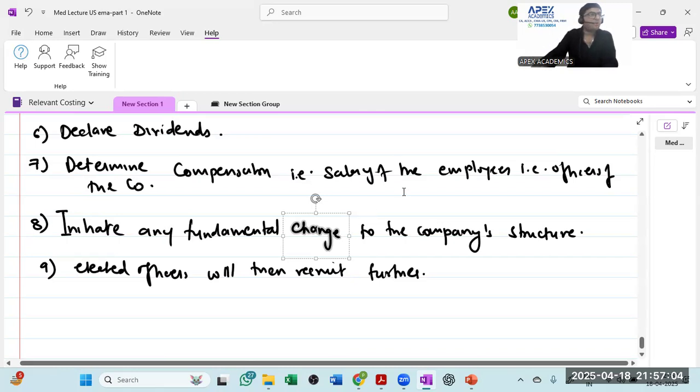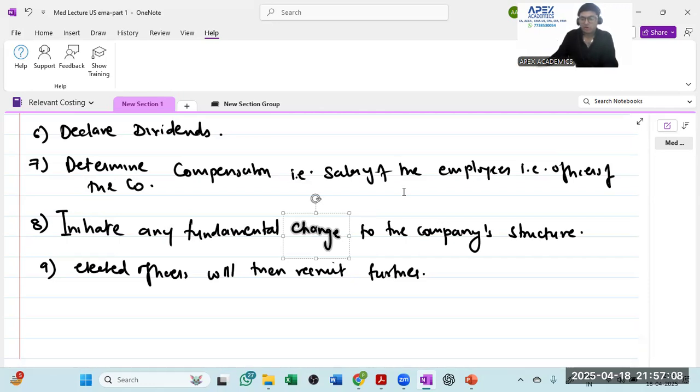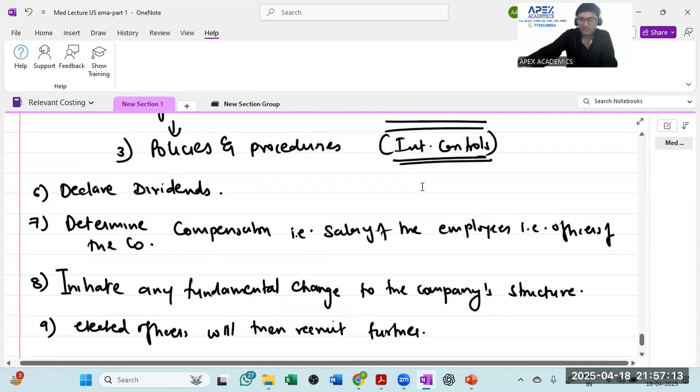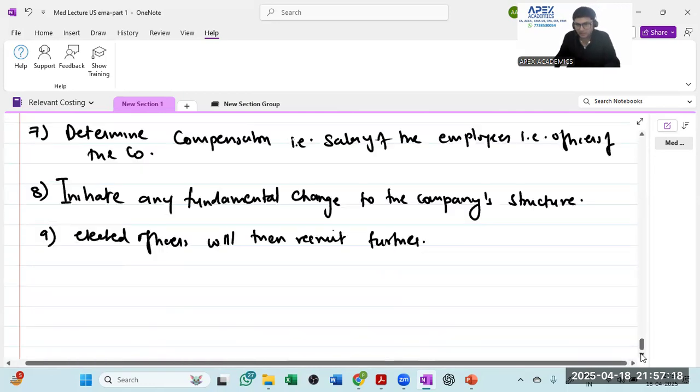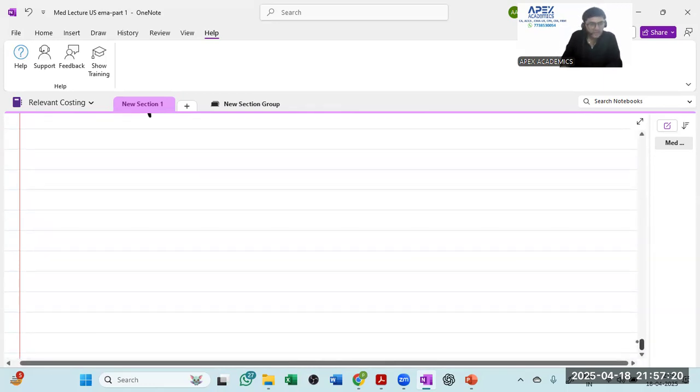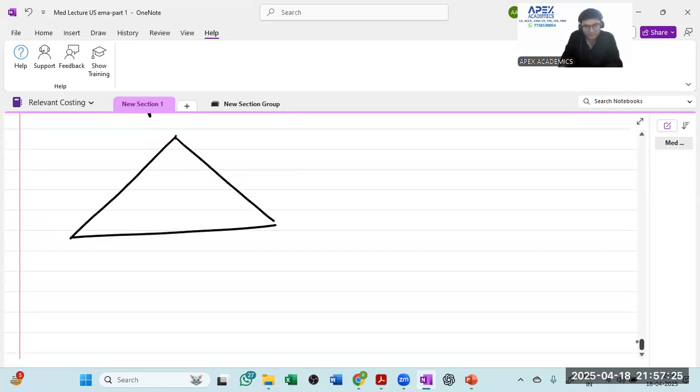What are the responsibilities of the management? Please try to understand. What are we looking at next? Now please try to understand one thing over here. This is the organizational structure of a company. This is the top level of the management.